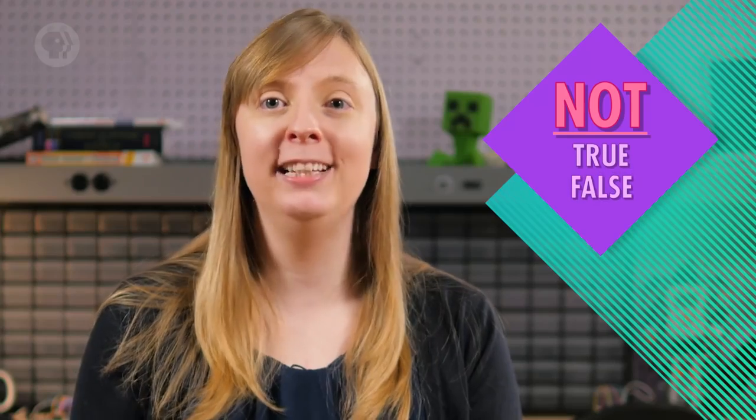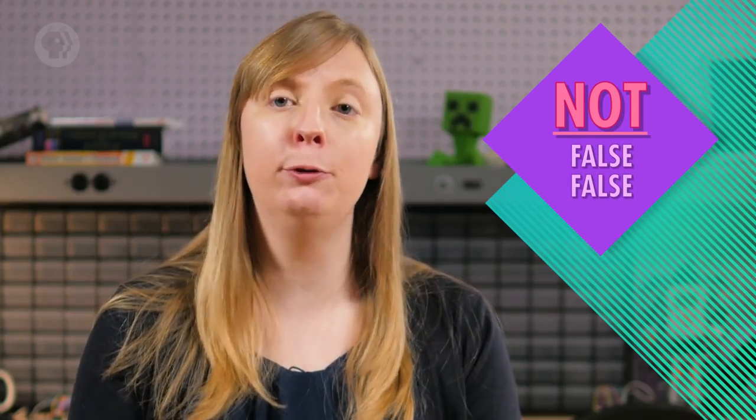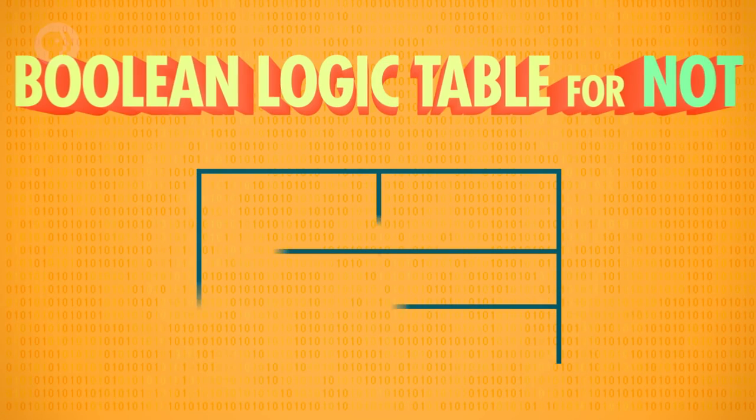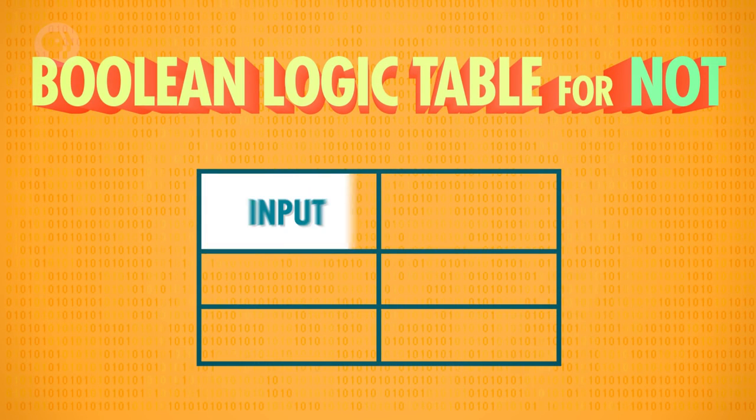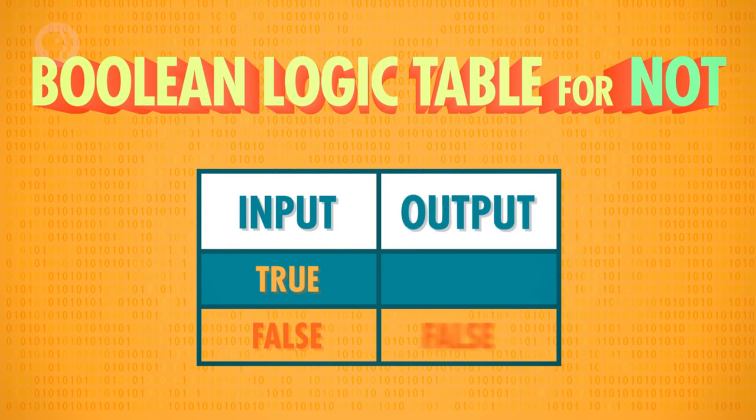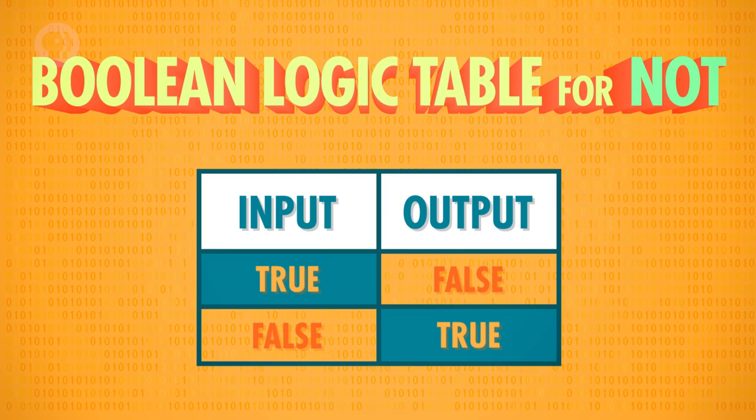A not takes a single Boolean value, either true or false, and negates it. It flips true to false and false to true. We can write out a little logic table that shows the original value under input and the outcome after applying the operation under output. Now here's the cool part.